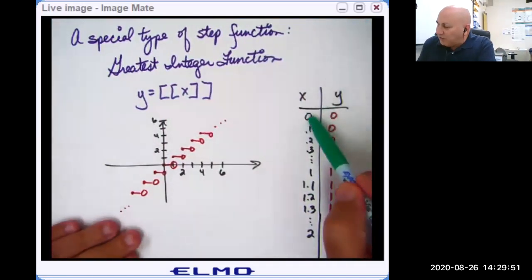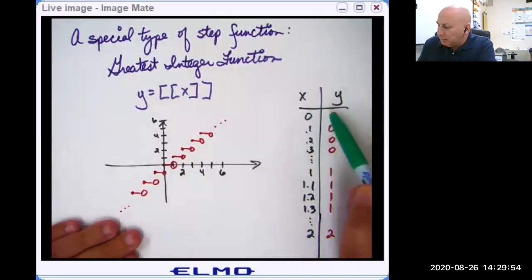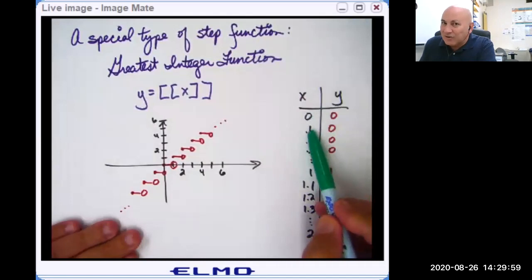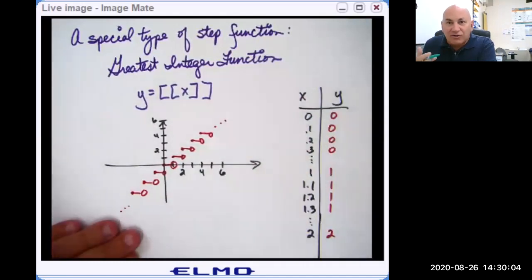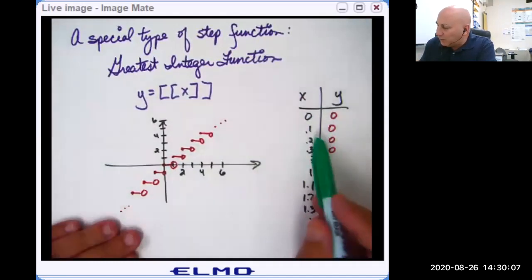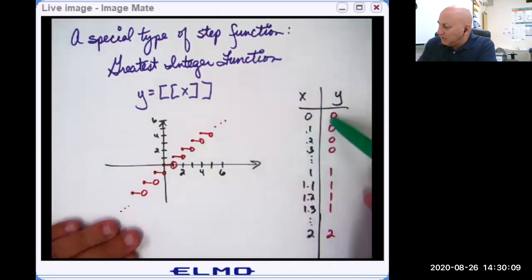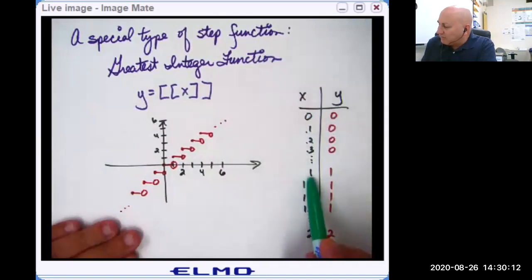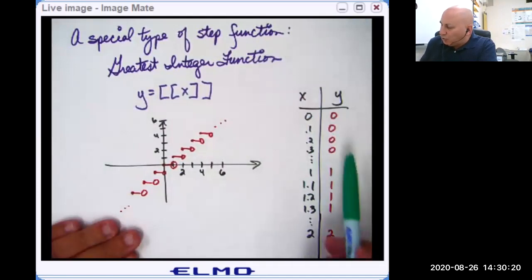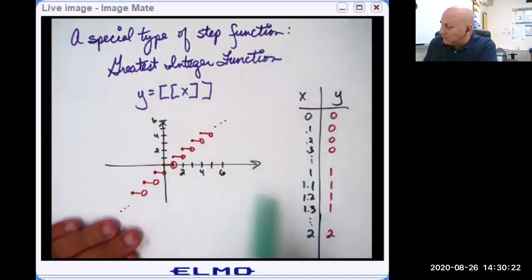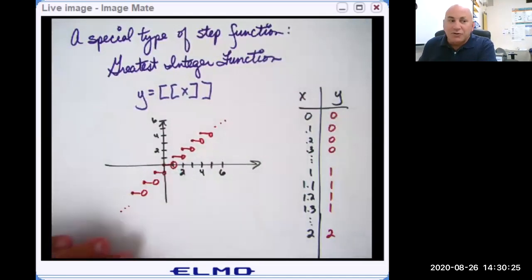So the greatest integer less than or equal to 0 is 0. 0 is an integer. 0.1 is not an integer. That's a rational number. The greatest integer, so the largest integer less than or equal to 0.1, is 0, until you get to 1. And then the greatest integer less than or equal to 1 is 1. So you can see how I generate these numbers here. You should see how these numbers give us this graph. We'll talk about it more in class.